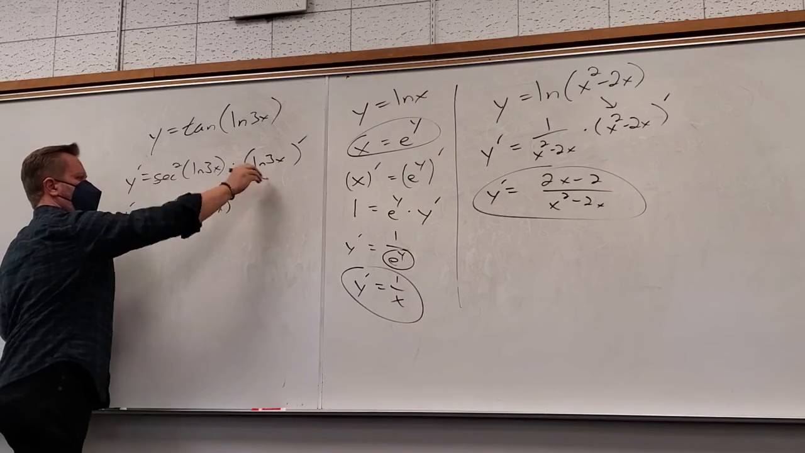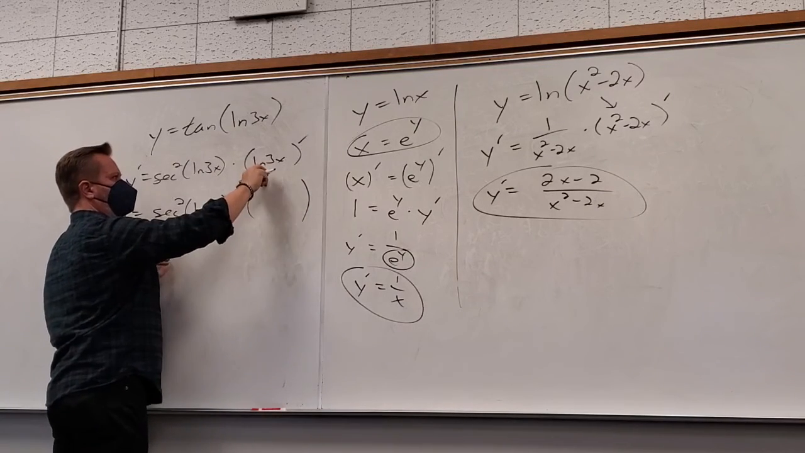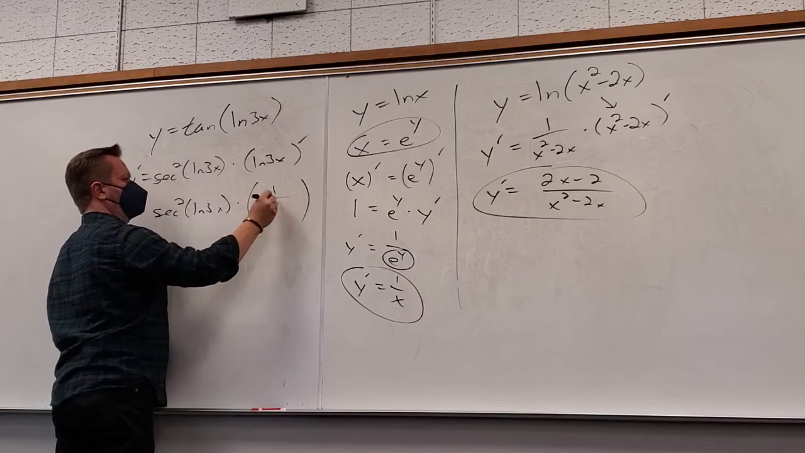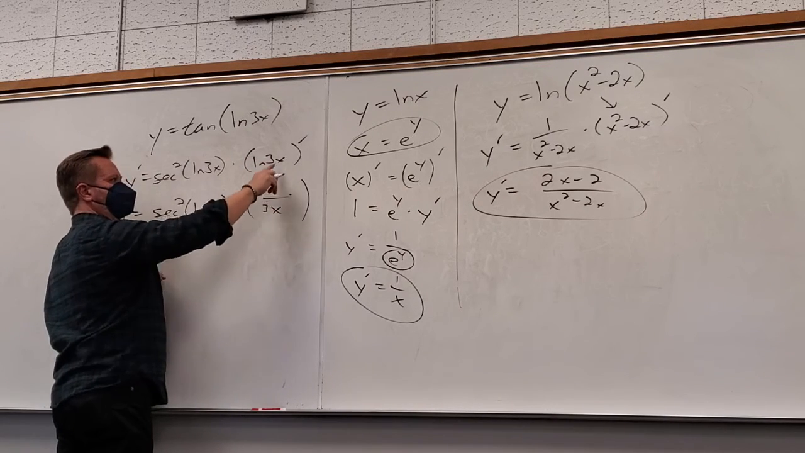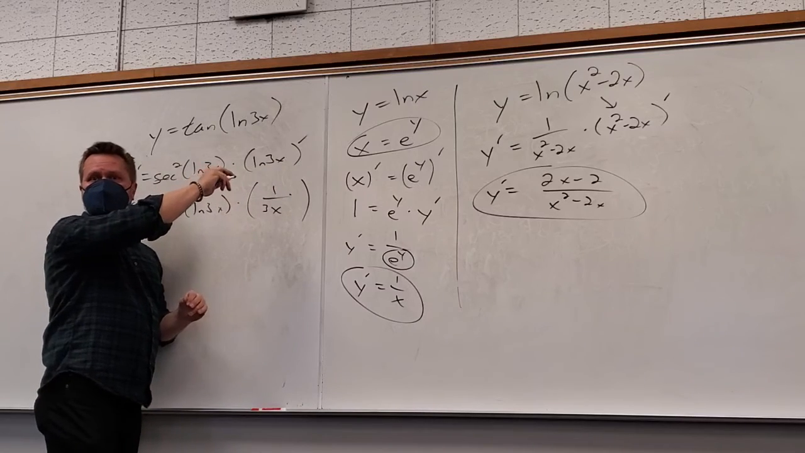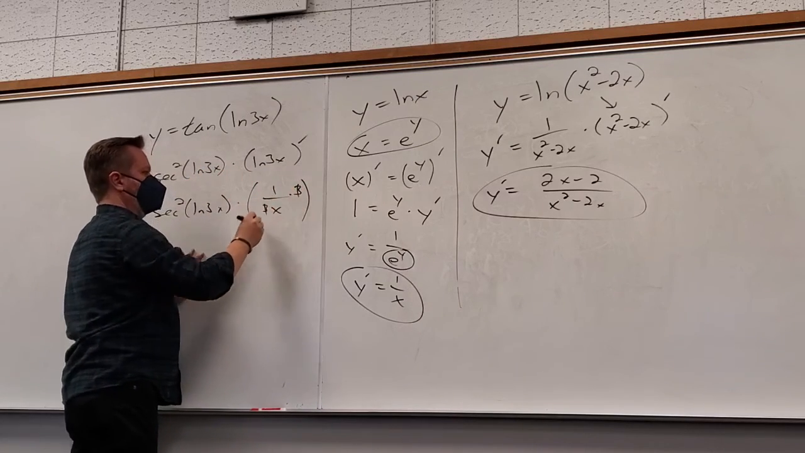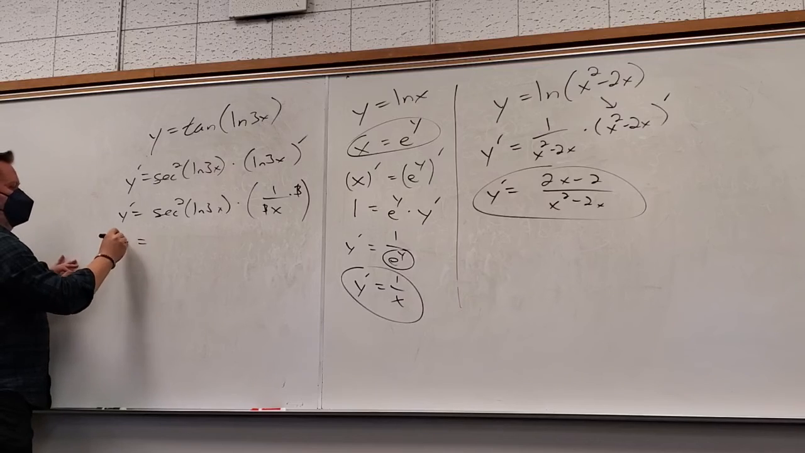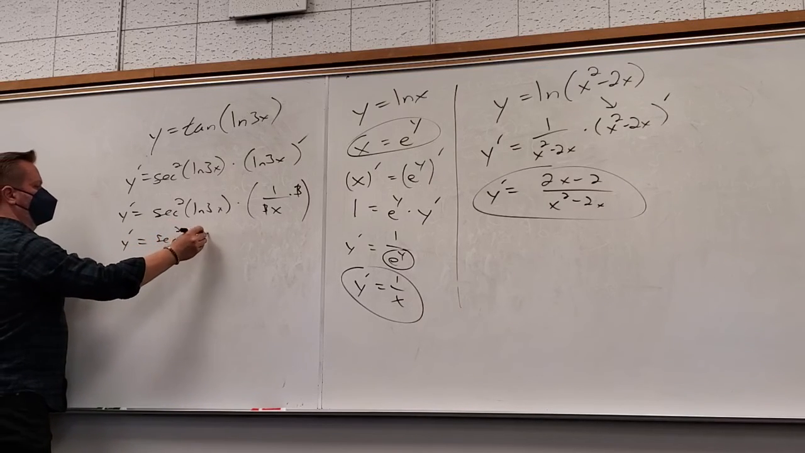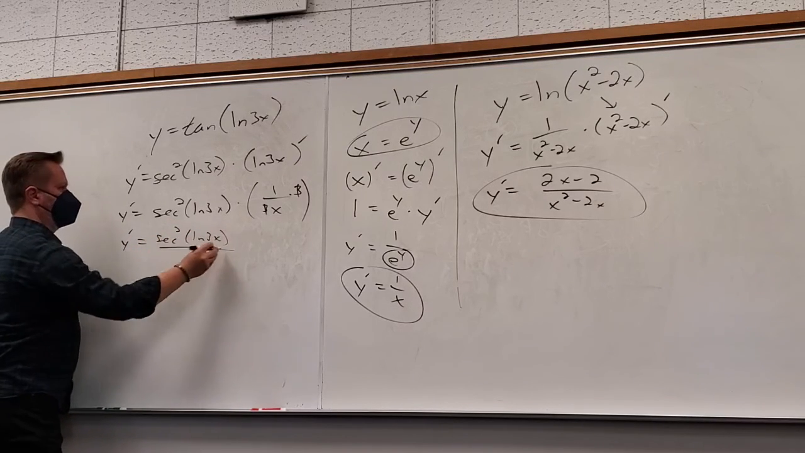How do I do this? Yeah, good. Derivative of natural log is 1 over the inside times the derivative of 3x, which is 3. Bam, bam. So y prime will be secant squared of natural log of 3x, times 3 over 3x.